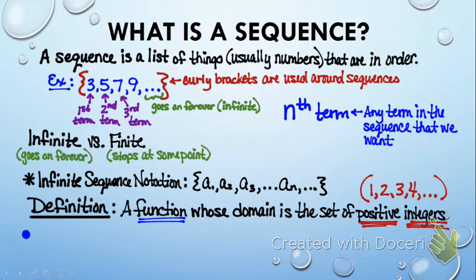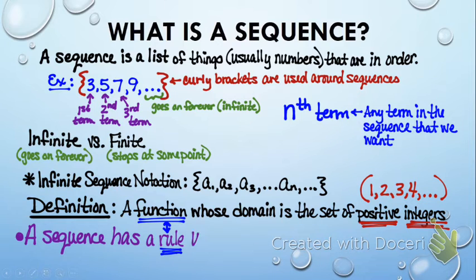Last thing that we're going to write down before we go to some examples. I should probably do that in a darker color. A sequence has a rule. That would be the function rule. A sequence has a rule used to find the value of each term.